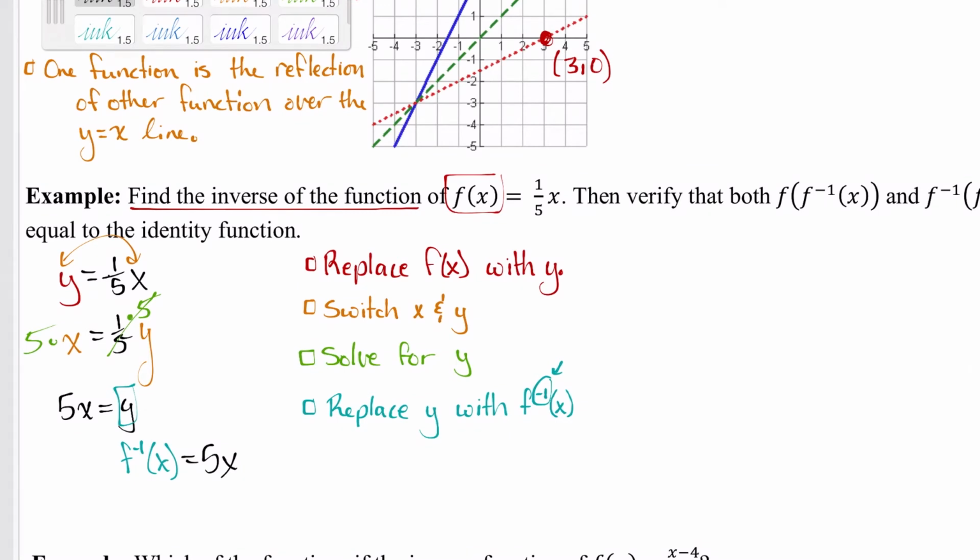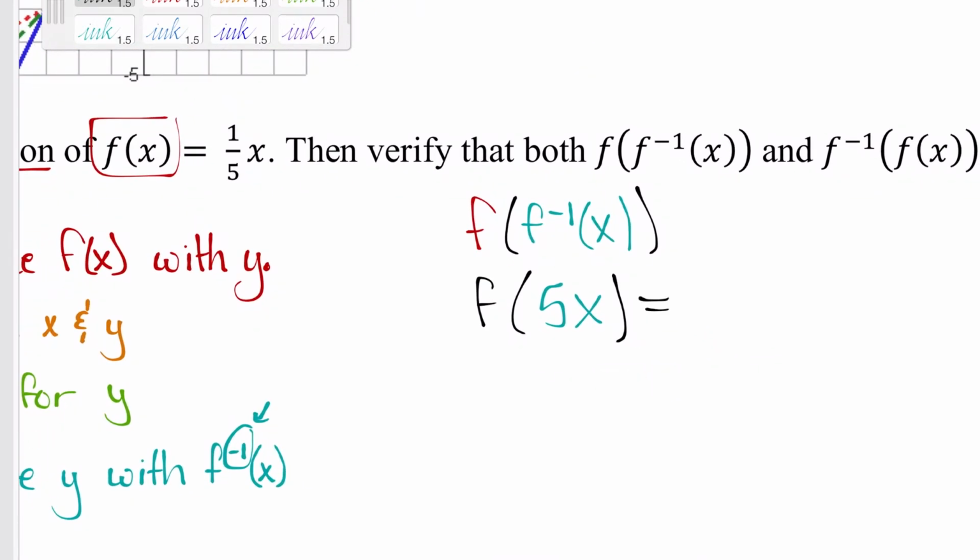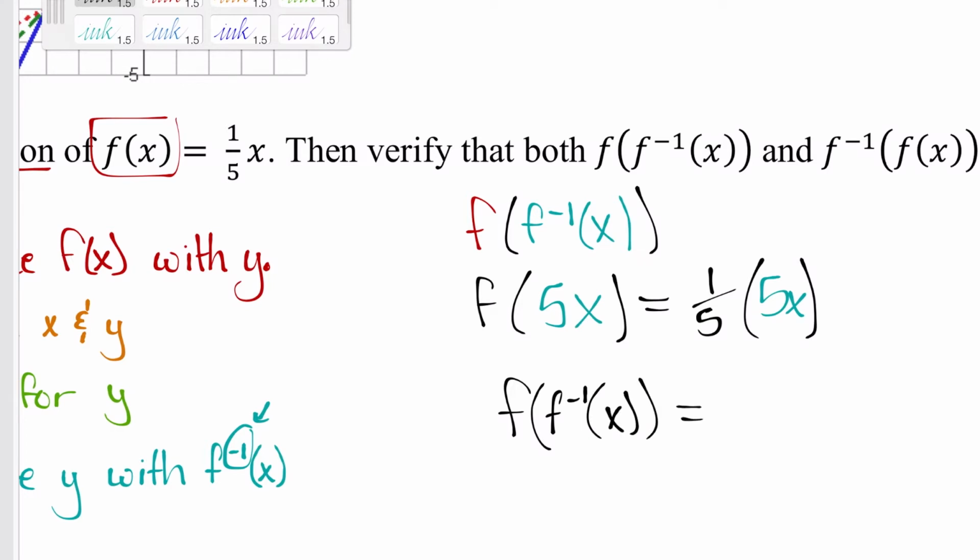Now that I've found the inverse function, they want me to verify that it's the inverse function by plugging them in, and it should be equal to the identity function. So I should simplify to x. I've got my original f function, and we're plugging in the new one that we just made. The one we just made was 5x, and we're plugging that into the original f function. Simplifying this, my f of 5x, or my f of the inverse function, is going to give me just x. That one works out.